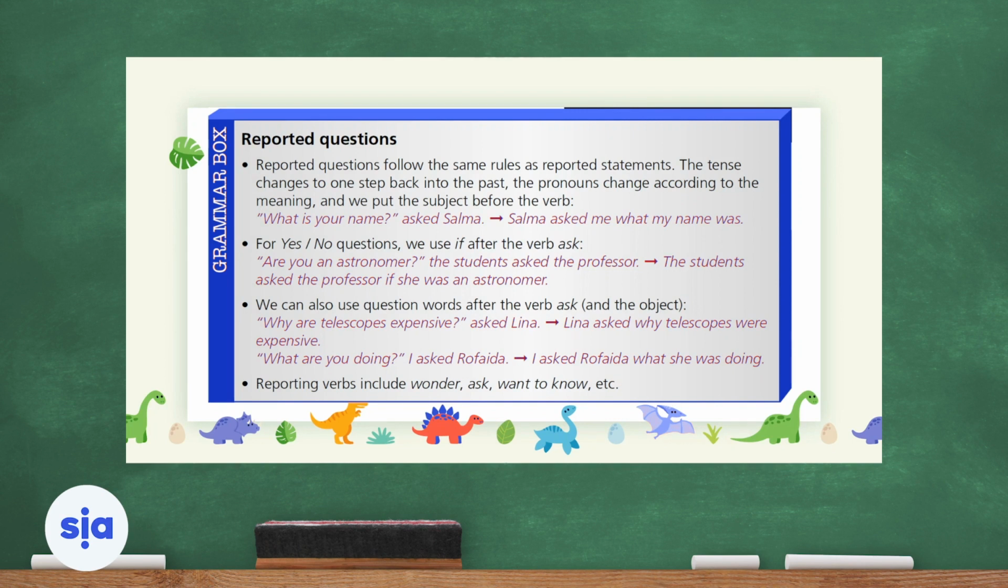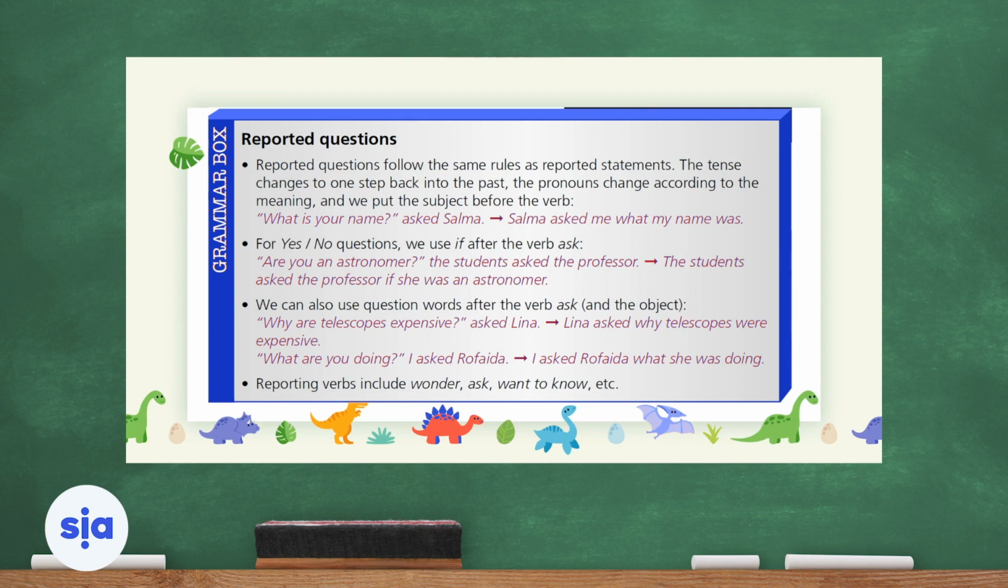The verb tense has to change to one step back in the past. The pronouns change according to the meaning, and we put the subject before the verb. So if we know who stated that question, we are going to use the name of that person at the beginning of the sentence. Let's look at the second example in red.